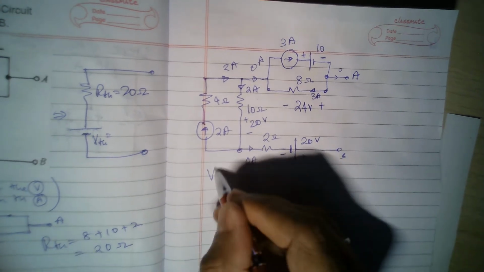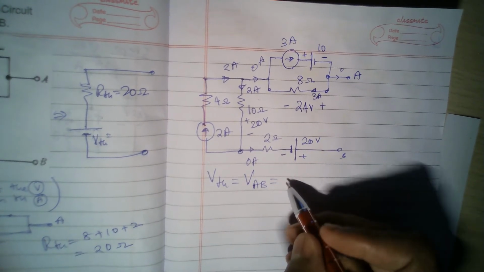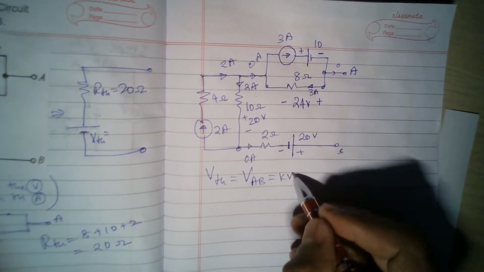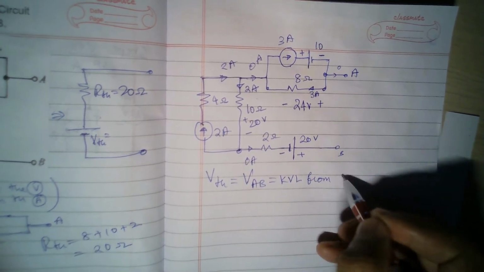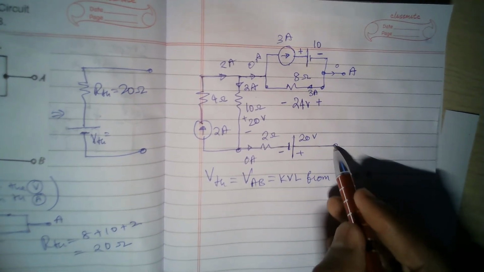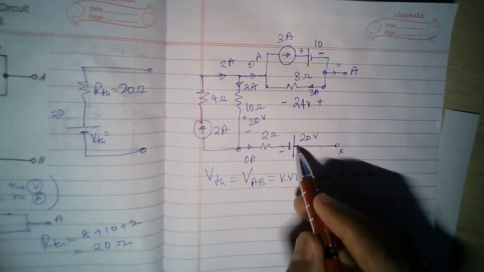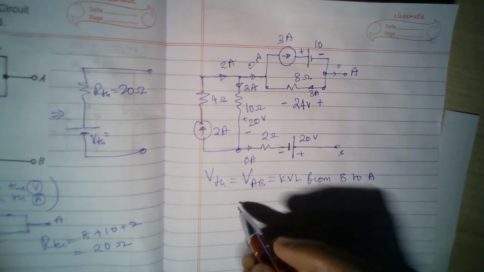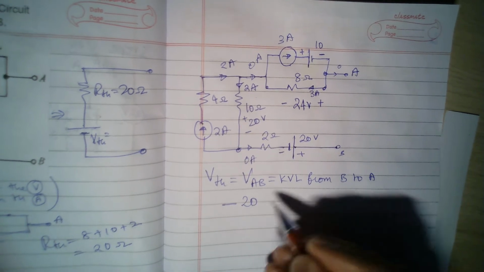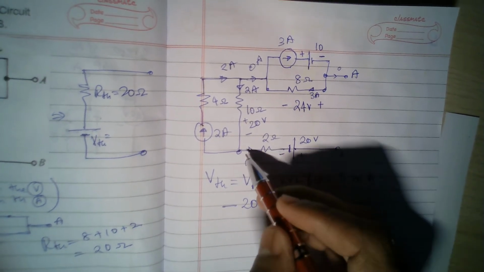Now what is Thevenin's voltage? VTH, nothing but VAB. What is VAB? VAB is nothing but KVL from B to A. So now you start at B. What is happening? From positive terminal I am jumping towards negative terminal, so I am losing the voltage. So minus 20. And here there is no voltage because current is 0.